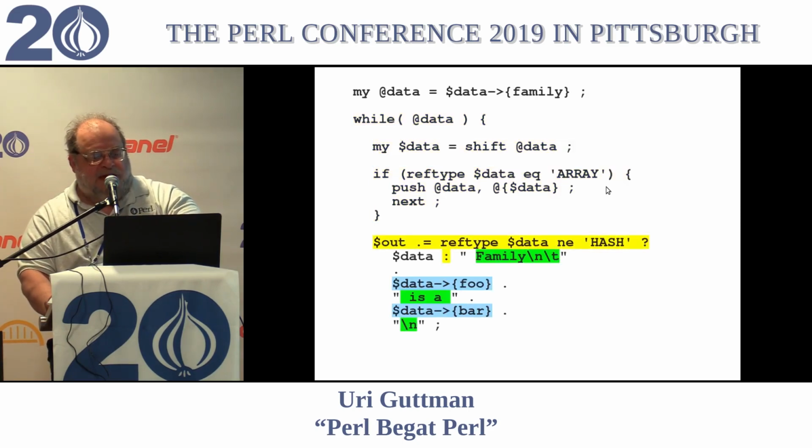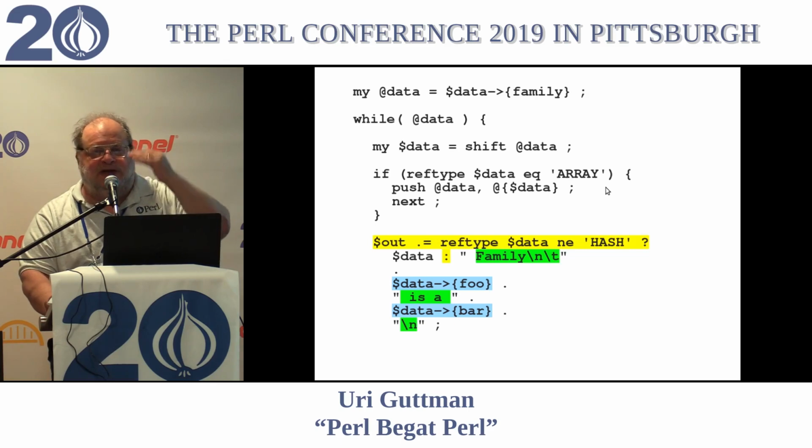Now we build the actual chunk. Again, either we're using the raw data or, in this case, family newline tab is the raw text from the template. We're appending that with the thing in foo inside the data, then "is a", then the thing in bar inside the data, and then a newline. We're breaking it up into scalars and text between scalars.